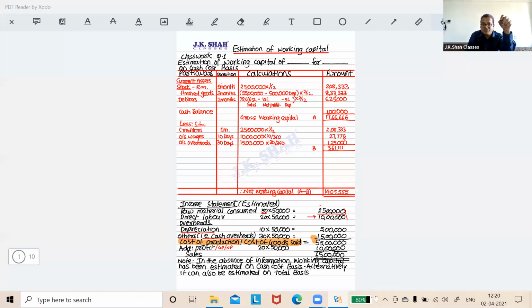So now tell me, this business fellow will go to the bank and would ask for a working capital loan. So what amount will he quote to the bank manager? The final net working capital amount, A minus B amount, that is 14,05,555. He will tell the bank manager, see manager, I need 14,05,555 rupees to finance my business activities for the upcoming period. Is this understood well? Yeah? Okay, fine. So we're good to go for the next question now.